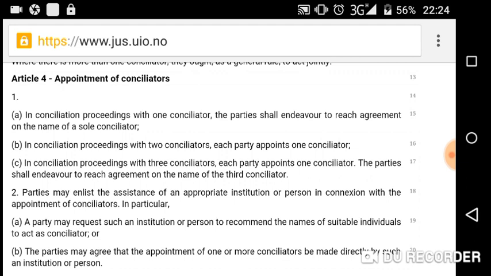Each party appoints one conciliator. In conciliation proceeding with three conciliators, each party appoints one conciliator. The party shall endeavor to reach agreement in the name of the third conciliator.